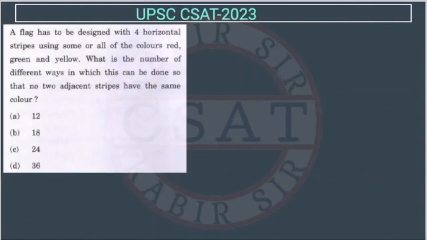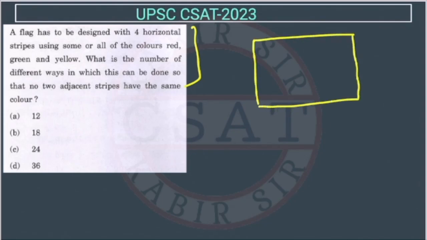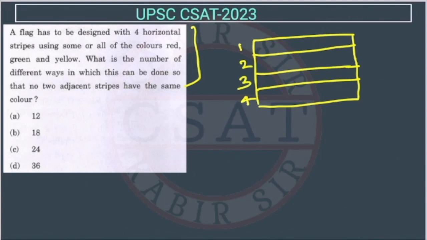Now this question is from permutation and combination. We did all this kind of questions, right? So the question is saying a flag has to be designed with 4 horizontal strips using some. So there are 4 strips, 1, 2, 3, 4. Using some or all of the colors. So colors are red, green and yellow. What is the number of different ways? So we have to find different ways in which this can be done, so that no adjacent strips have the same color. So 2 adjacent strips cannot have the same color, right?